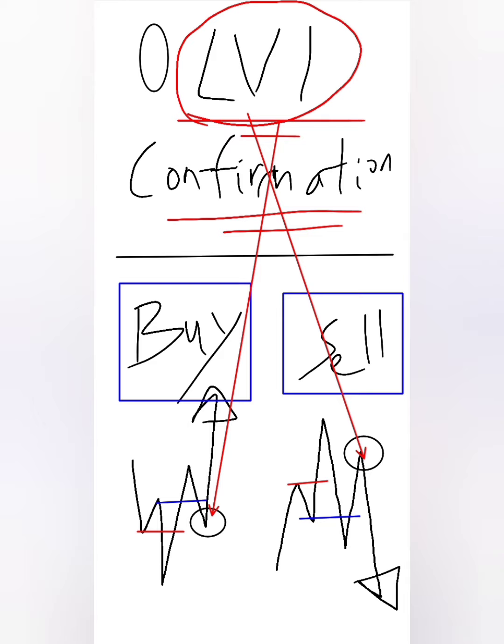So you wait for the retrace and then we can enter, because the seller is greater than the buyer. The seller is able to break the last breakout power of the buyer. Okay, simple? Clear?